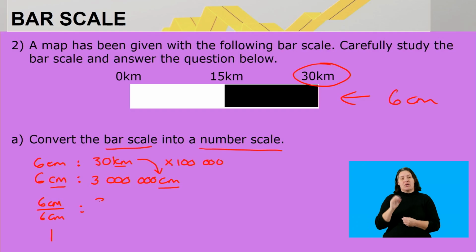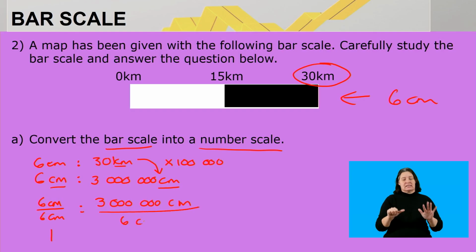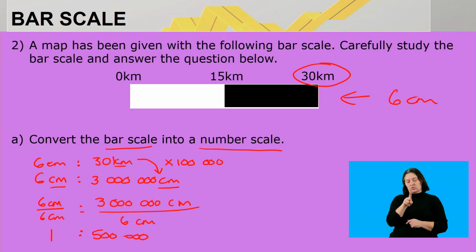So here I have 3 million centimeters. And I'll divide that by 6 centimeters as well. Remember now you have 3 million and you divide it by 6. So let's type that in, the 3 million divided by 6. That will give us 500,000. So therefore, the number scale, in this case, that's equivalent to what I see there in the bar scale is 1 is to 500,000. Guys, are we clear on that?